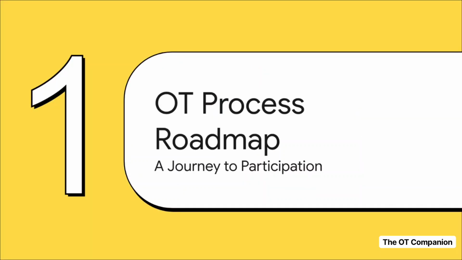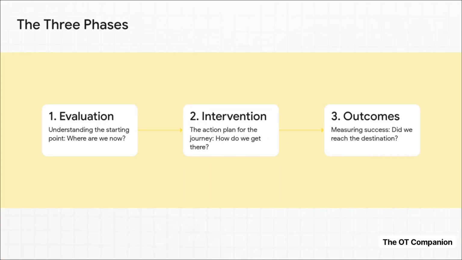Okay, so let's start with that big picture. The absolute best way to think about the OT process is as a journey. But the destination, it's not just about physical recovery. It's about enabling a client's full participation in the things that actually give their life meaning and purpose. At its core, the process is built on three really logical phases. First, evaluation. That's all about figuring out, okay, where are we starting from? Second is intervention. This is the action plan, the how do we get there? And third, you have outcomes, where we ask, did we make it? Did we reach our destination?